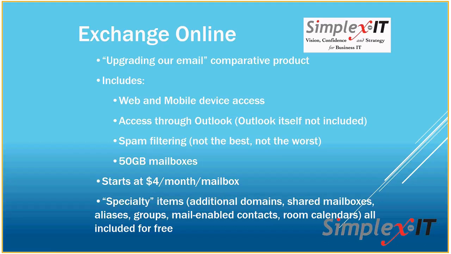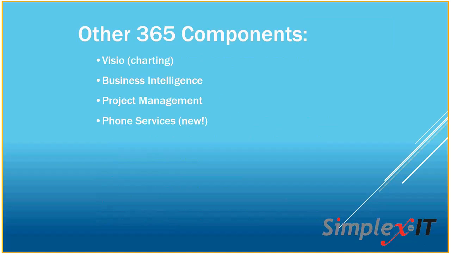And it includes web and mobile app device access through Outlook, access to your email through Outlook. Outlook isn't included in this licensing. Spam filtering, 50 gig mailboxes, and specialty items. There's a ton of things you can do with it that don't cost additional money, although at first pass you might think it does. And that's really the key thing on the licensing.